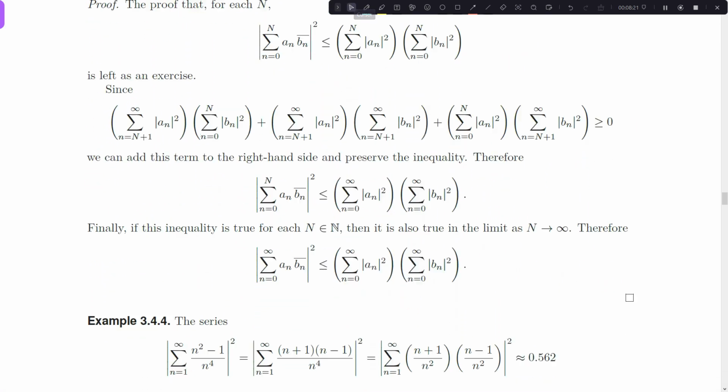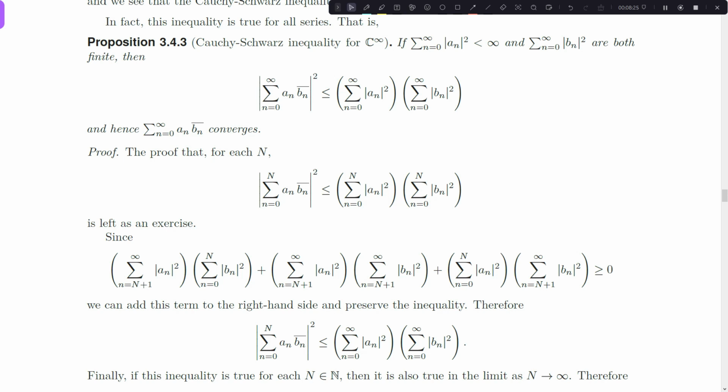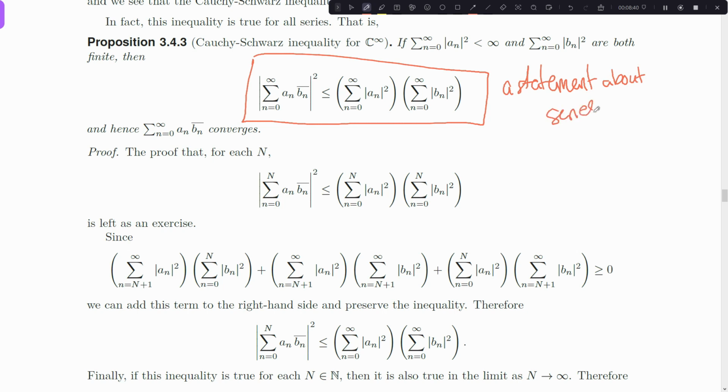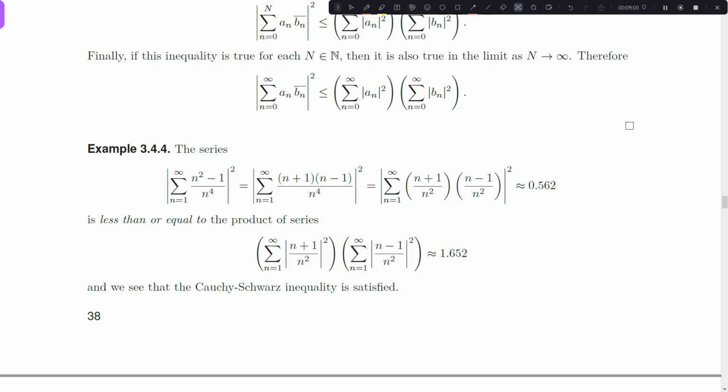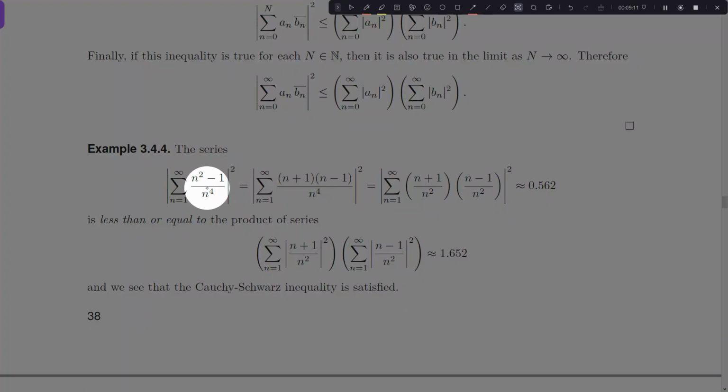But let's move down to one of these infinite dimensional cases. Really, what this is now in the infinite dimensional case is a statement about series and sequences. So if I'm summing sequences is the idea, or I can make the statement about series. Here's a nice example of Cauchy-Schwarz in what I would call infinite dimensions, even though it's really just a nice inequality which relates to series and sequences. I can take this sequence, n squared minus 1 over n to the 4th, and I can sum that entire sequence from n equals 1 to infinity.